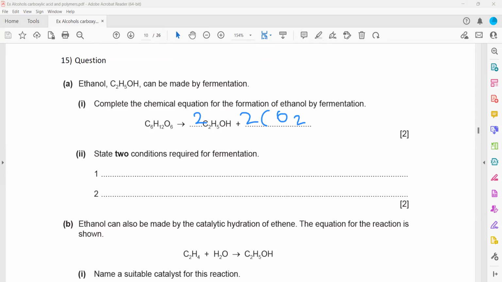State 2 conditions required for fermentation. What are the conditions? You can mention the absence of oxygen, or anaerobic condition. You can mention that yeast should be used. A temperature range from 25 to 37 degrees Celsius is also right, any temperature in that range. So: 35 or 37 degrees Celsius, anaerobic, glucose in aqueous solution, and yeast, because it is a sugar solution.